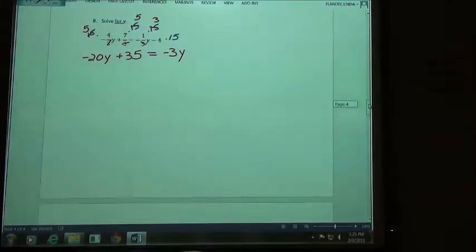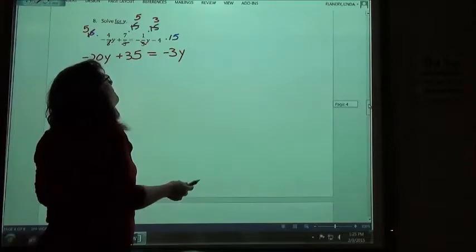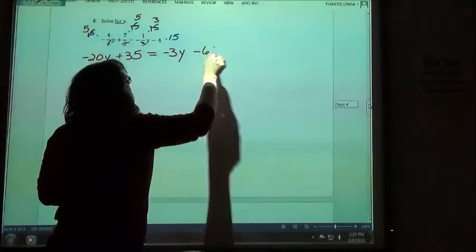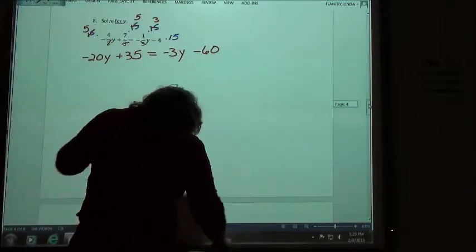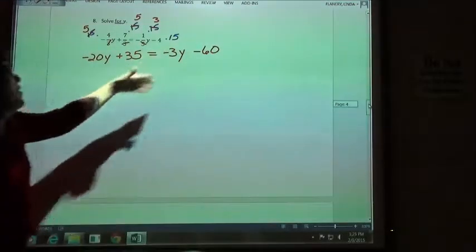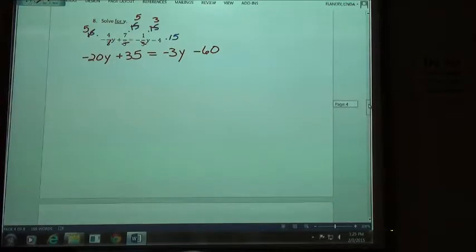Negative 4 times 15, minus 60. If you want to put it over 1, you could say 1 goes into 15 15 times, and guess what? I still have to take 15 times that minus 4. Now I've got 2 terms on both sides. I want my y's on one side and my numbers on the other side. So I'm going to start moving things.